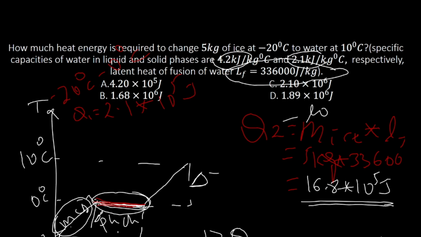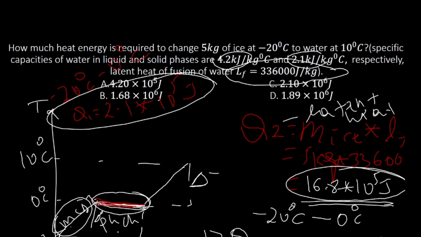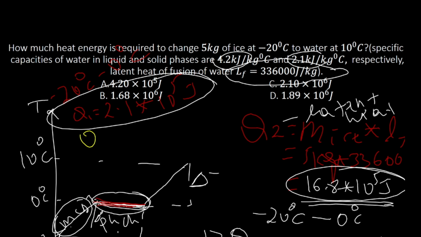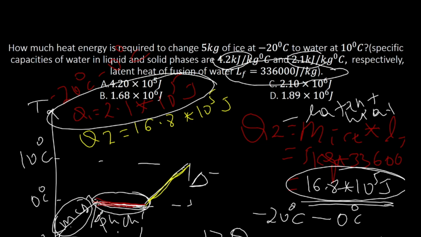This is the latent heat of fusion. It is the heat that is required to change the phase. The temperature wasn't changed; it was still 0 degrees centigrade. But this amount of energy is required to break the bonds between the particles so that it changes from solid ice to liquid water. So how much energy? 16.8 times 10 to the power of 5 joule is required. Now let's move to the third phase, where the temperature increases again from 0 degrees centigrade of liquid water.